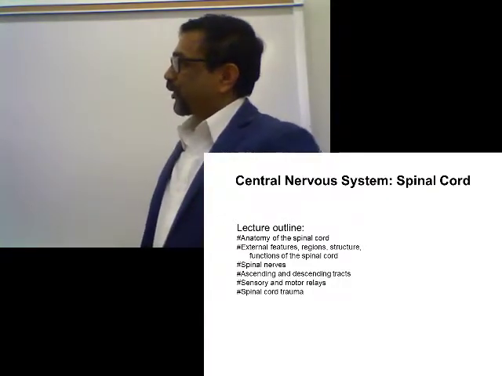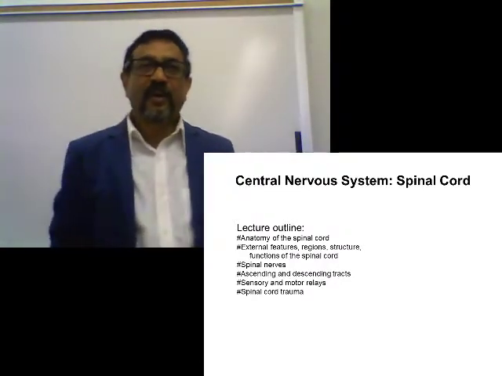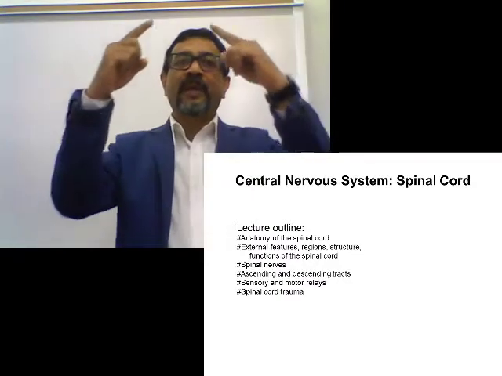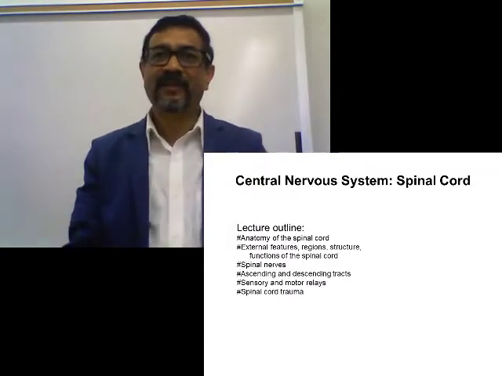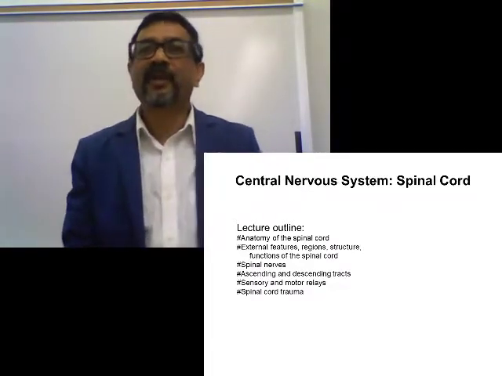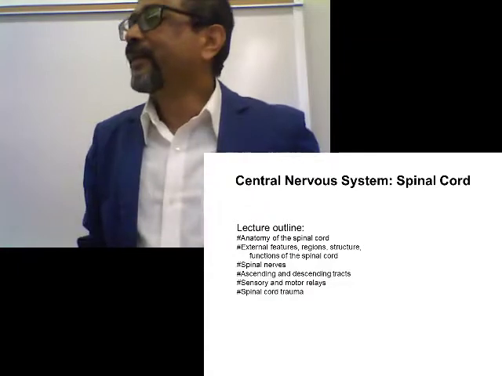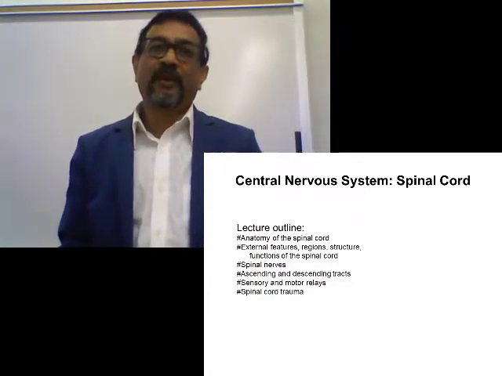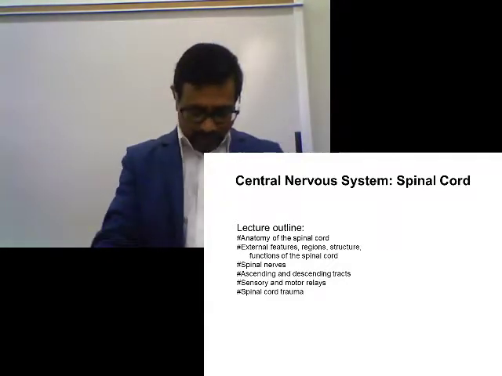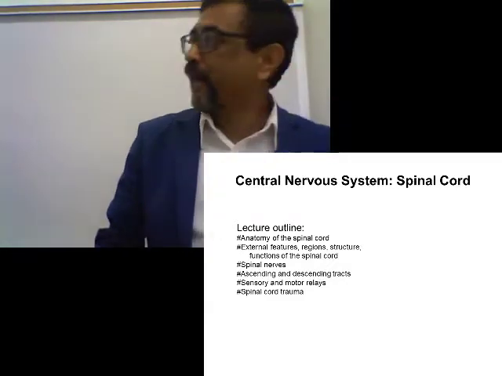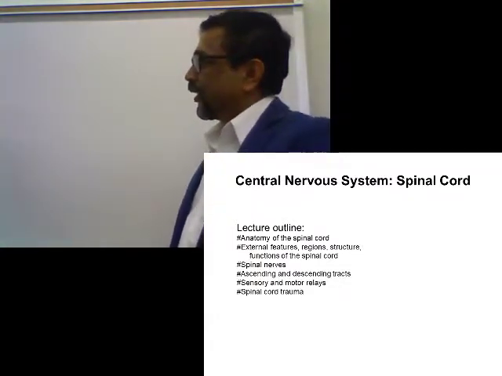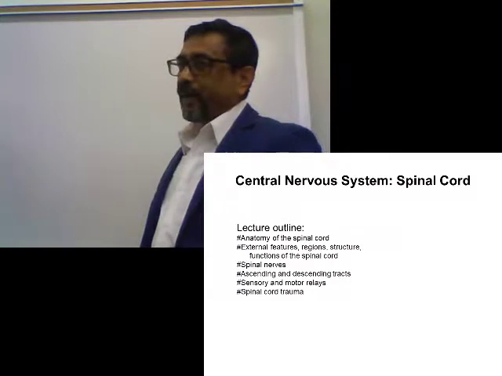Then we'll talk about the spinal nerves. From both sides of the spinal cord, 31 pairs of nerves arise. Those are called the spinal nerves. How many? 31 pairs. Okay. We'll see how a spinal nerve is formed from the spinal cord. That is the spinal nerve formation.